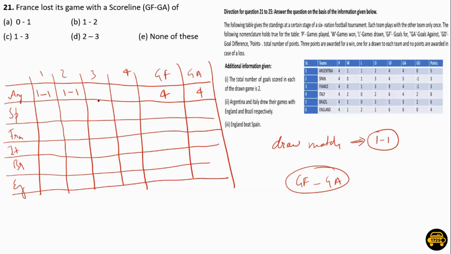Moving on, for Spain, we know out of 4, 3 matches were draws. So the 3 matches' scoreline would have been 1-1, 1-1, 1-1. Now Spain scored a total of 4 goals and got 5 goals against it, right? So the fourth match scoreline would have been, of course, 1-2. In order to get to this point, Spain has scored 1, 2, 3, and 4 goals and got 5 against it: 1, 2, 3, 4, and 5, right?